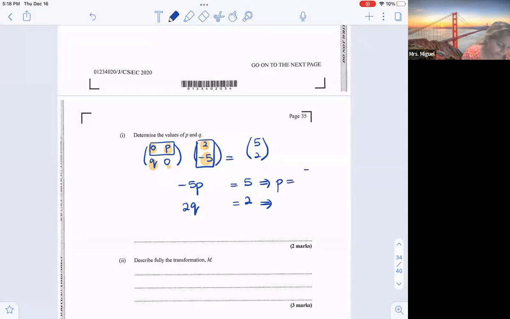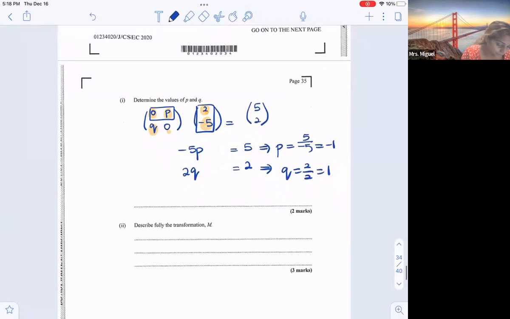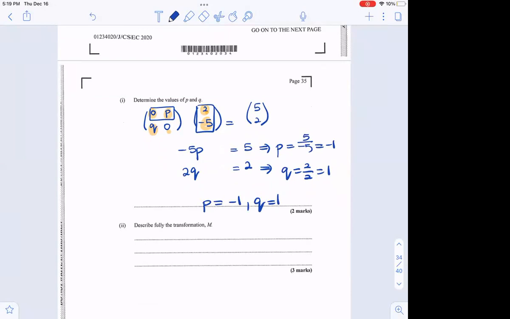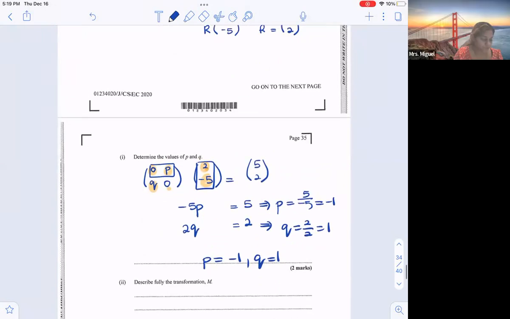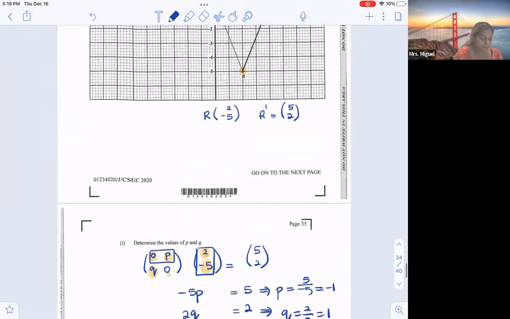P is 5 over minus 5, which is minus 1. And Q is 2 divided by 2, which is 1. So P is minus 1, Q is 1. Did you all get that? Yeah, miss. All right. Bridget, did you get that as well? Yeah, miss. All right.